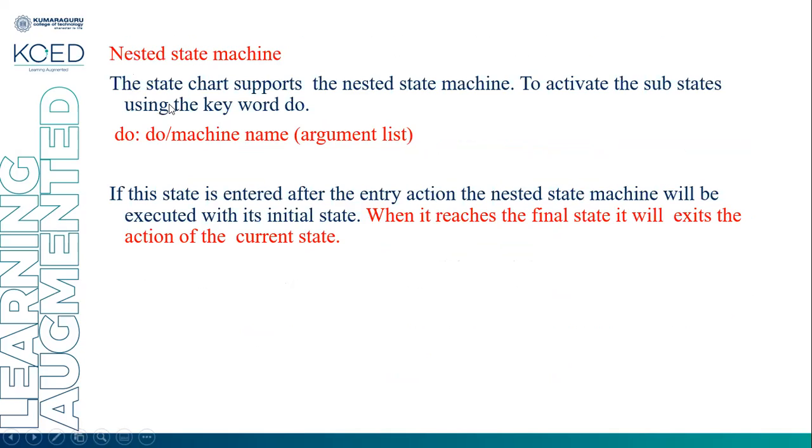Nested state machine. The state chart supports nested state machines. To activate the substates, we use the keyword do, followed by the machine name and the argument list. This is known as a nested state. If a state contains another state, it is a nested state. When the state is entered, after the entry action, the nested state machine will execute with its initial state, a state within the state. After the internal states are executed, it reaches the final state and exits the action of the current state.